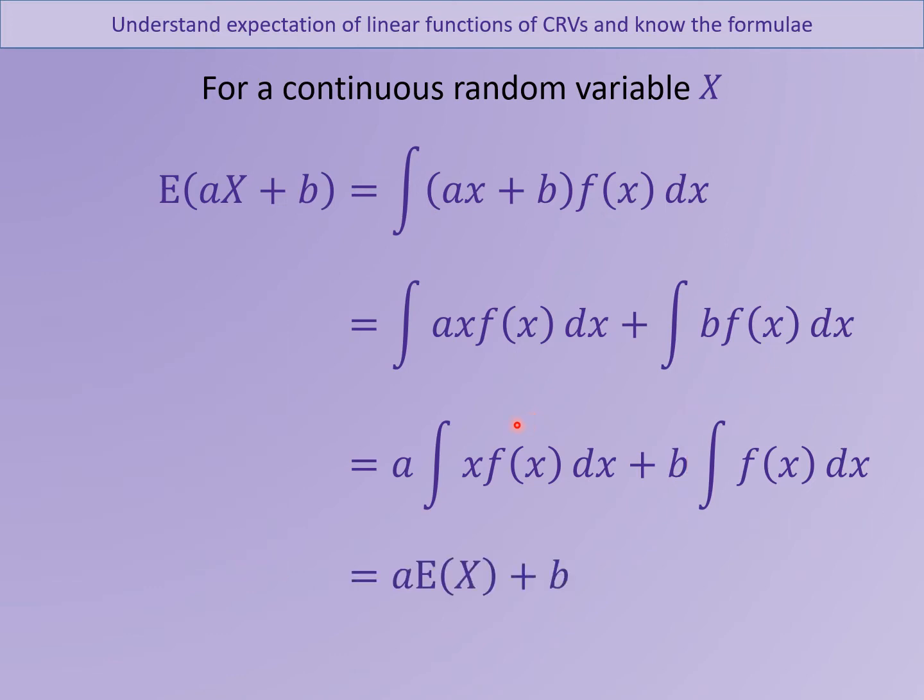We also know that this part here is just the expected value of x. So therefore this becomes a times the expected value of x plus b. In other words, the expected value of ax plus b can be calculated by taking the expected value of x, multiplying by a and adding b.